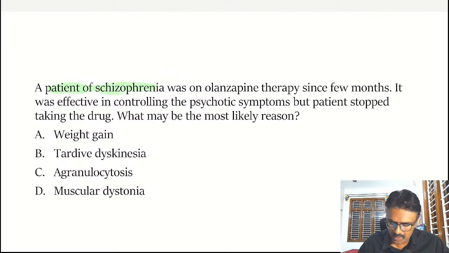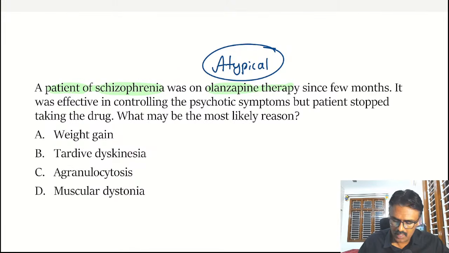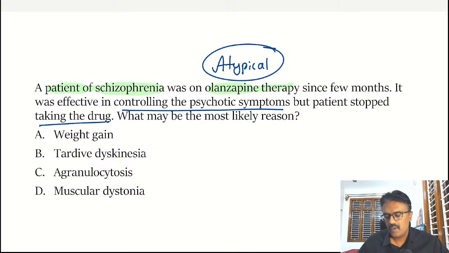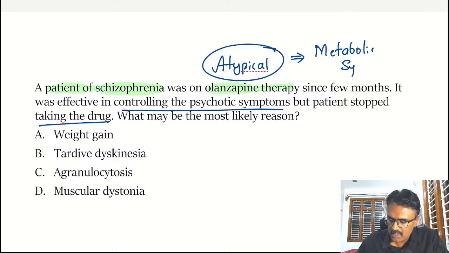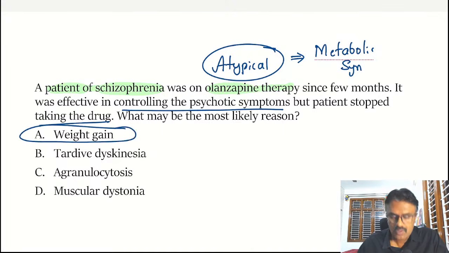A patient of schizophrenia was on olanzapine therapy. What is olanzapine? It's an atypical antipsychotic. A few months. It was effective in controlling the psychotic symptoms, but the patient stopped taking the drug. What may be the most likely reason? Meaning, what was the problem with olanzapine, so he stopped taking the drug? Olanzapine or any atypical drug, the main problem is they can cause metabolic syndrome, which consists of weight gain. Because of weight gain, the patient would have stopped taking the drug.